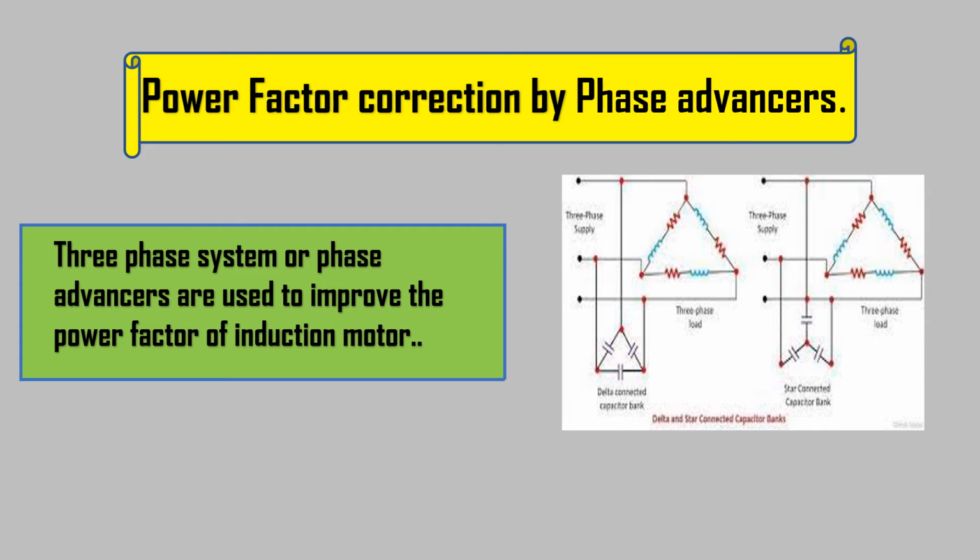Power factor correction by phase advancers or three-phase systems. Three-phase systems or phase advancers are used to improve the power factor of induction motors. The low power factor of an induction motor is due to the fact that its stator winding draws an exciting current which lags behind the supply voltage by 90 degrees. If the exciting ampere turns can be provided from some other AC source, then the stator winding will be relieved of exciting current and the power factor of the motor can be improved.